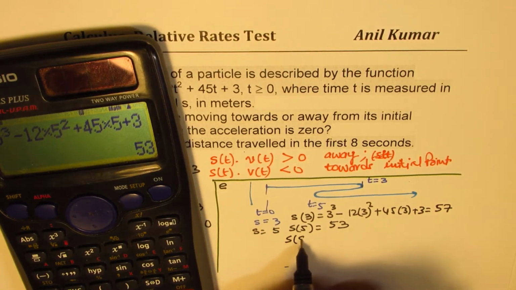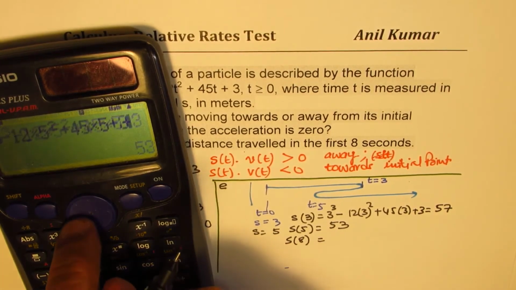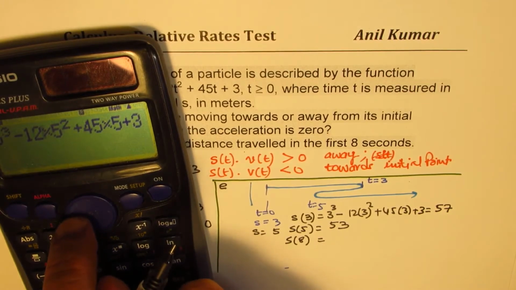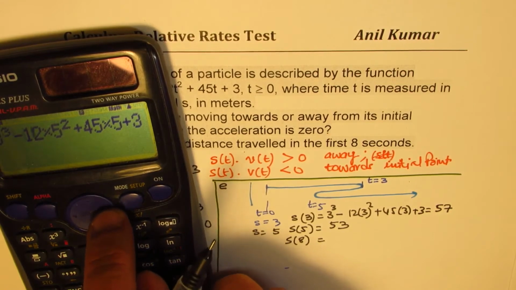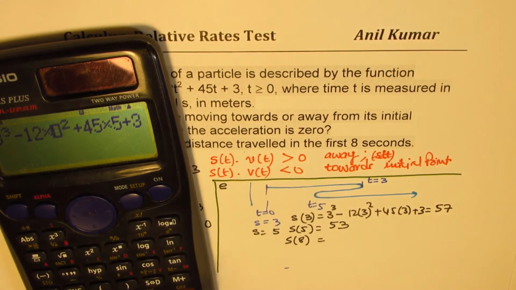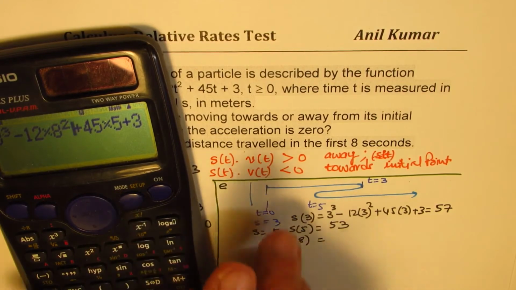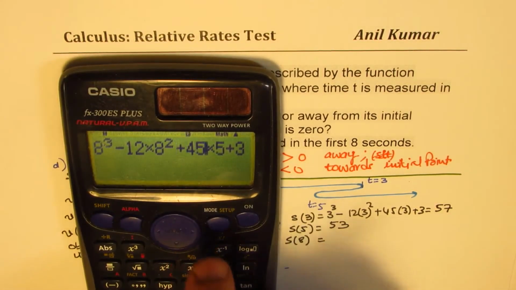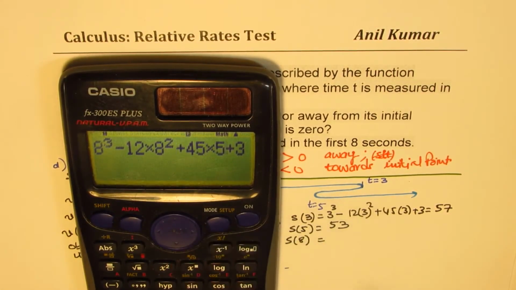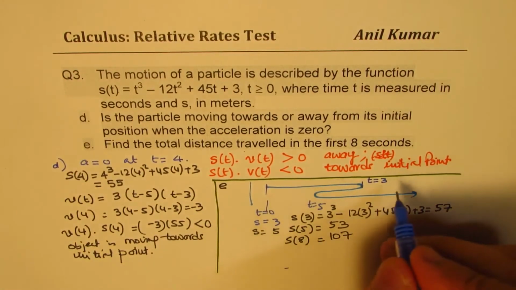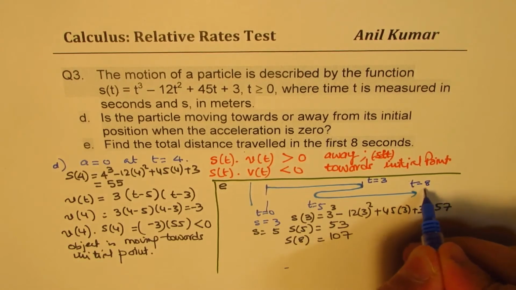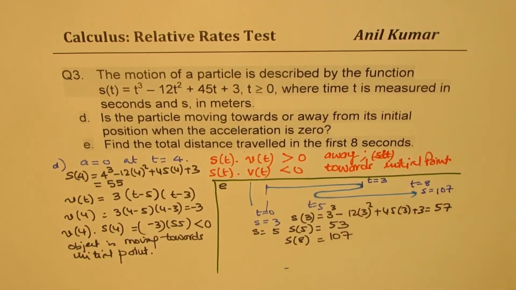Now at t equals 8, what is the position? We'll again replace 5 with 8 now. So the displacement at t equals 8 is equal to, we're changing 5 to 8. So I hope you understand what I'm trying to do. The figure is there in the calculator, so I'm just changing 5 to 8. We get 107 here, okay? There could be calculation errors, but you should do these calculations on your own, right? So at t equals 8, we get s equals 107.